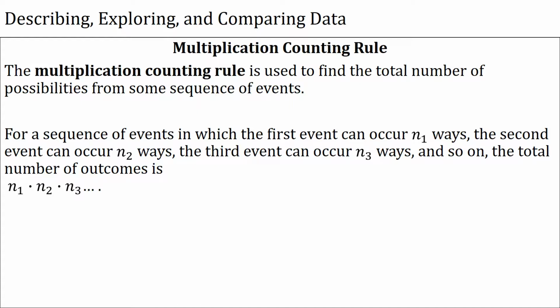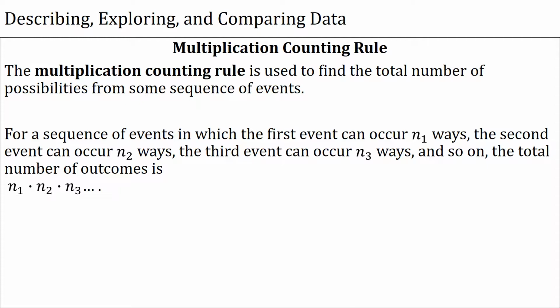So for a sequence of events in which the first event can occur in n sub 1 ways, n we always use for sample space, or that denominator in your basic probability equation, total possible outcomes. So the total possible outcomes for one event and another event and another, and it can go on and on and on. And how we identify the differences between those sample spaces is they still use the letter n, but they use the subscript 1, 2, and 3, and so forth.